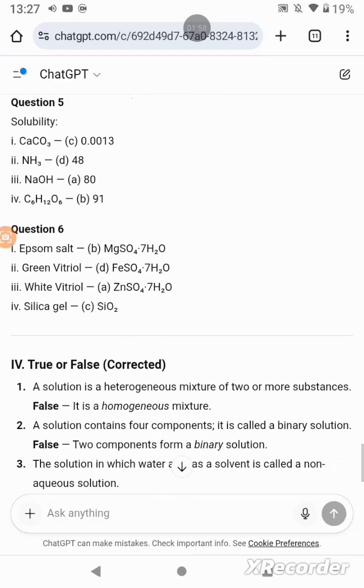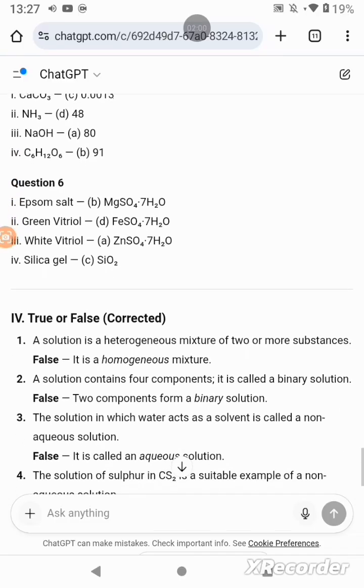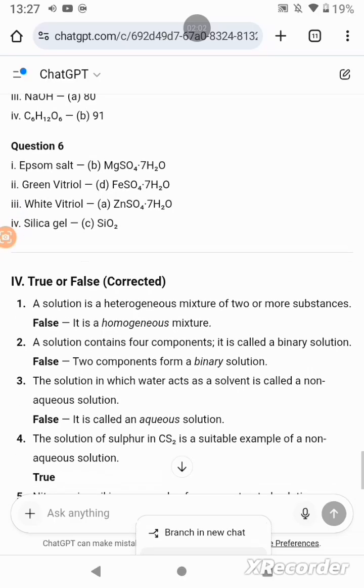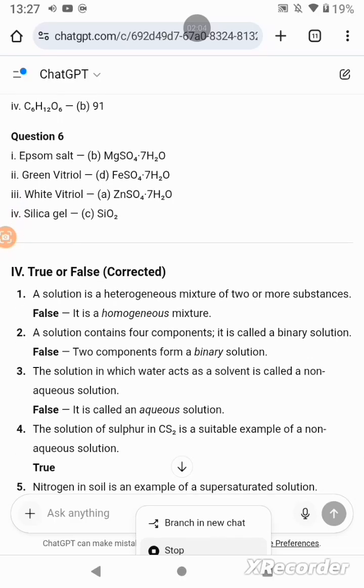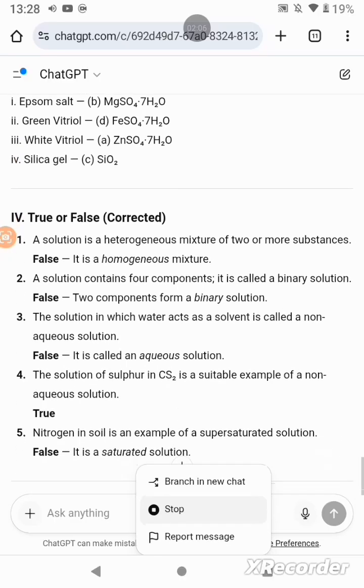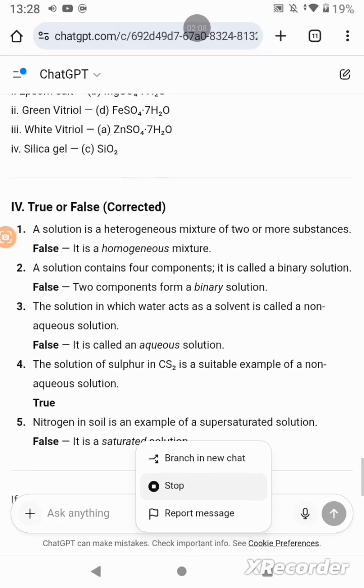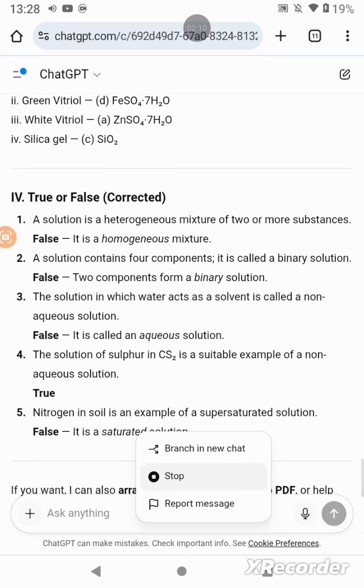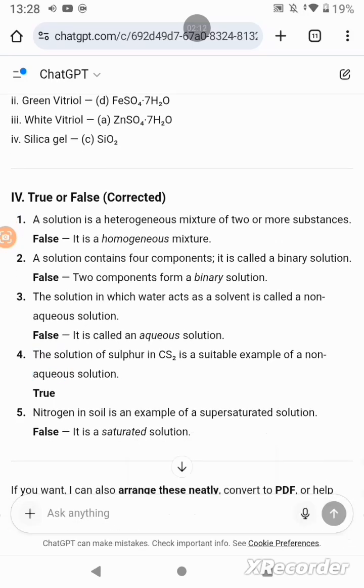Question 5. Solubility of CaCO3, AgCl, NH4OH... Question 6. Epsom salt: MgSO4·7H2O. Green vitriol: FeSO4·7H2O. White vitriol: ZnSO4·7H2O. Silica gel.